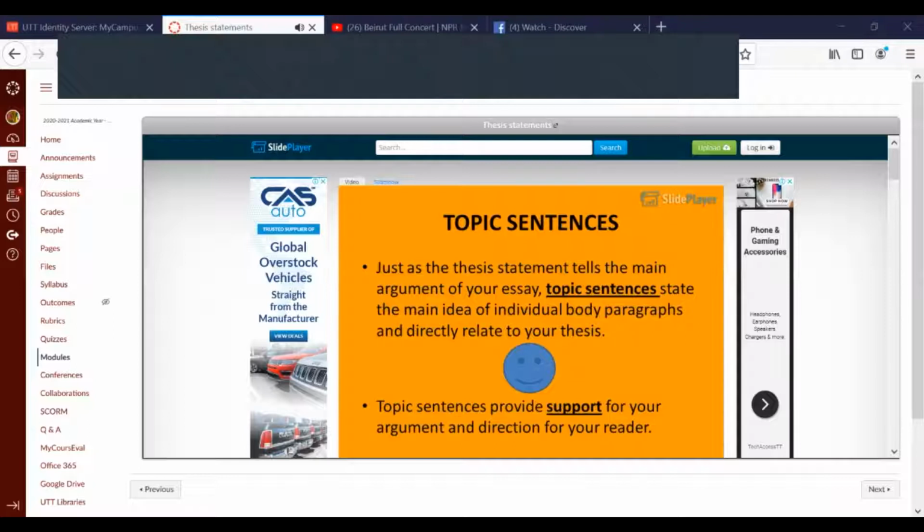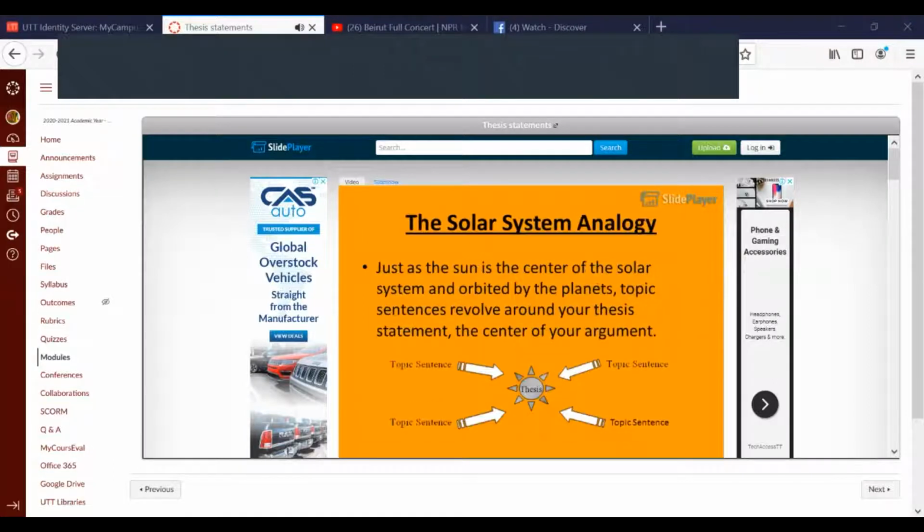Just as the thesis statement tells the main argument of your essay, topic sentences state the main idea of individual body paragraphs and directly relate to your thesis. Topic sentences provide support for your argument and direction for your reader. The solar system analogy. Just as the sun is the center of the solar system and orbited by the planets, topic sentences revolve around your thesis statement. The center of your argument. Thesis. Topic sentence.